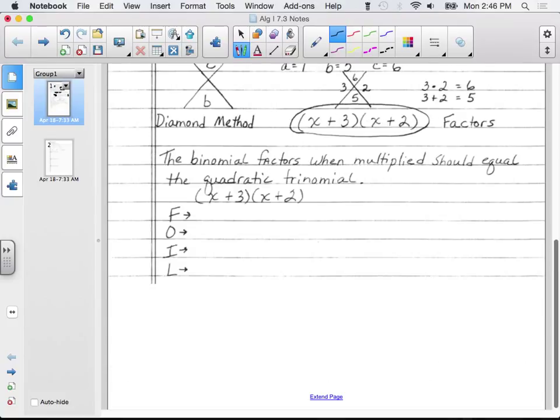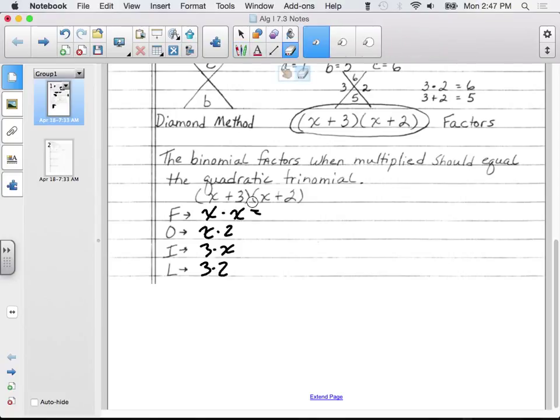So when we FOIL this out, what do you think we're going to get? X squared plus 5x plus 6.